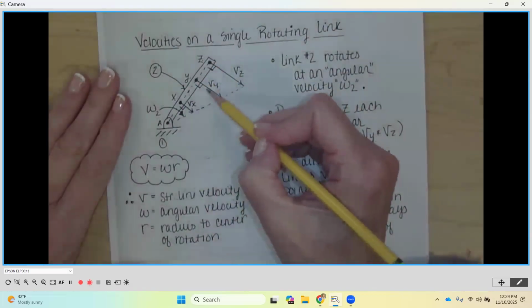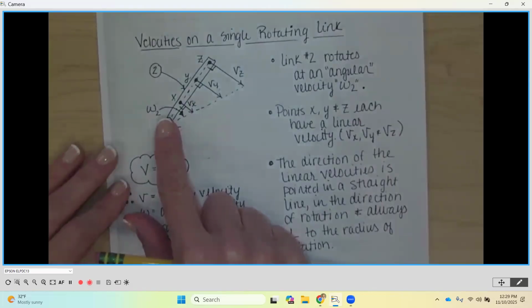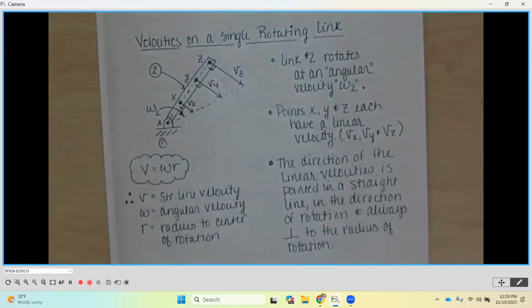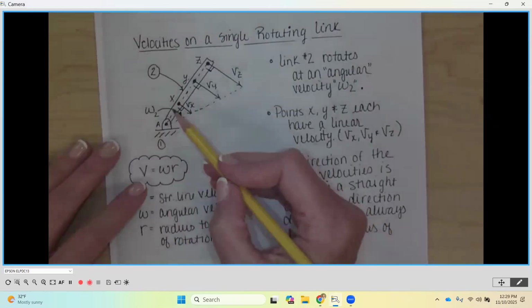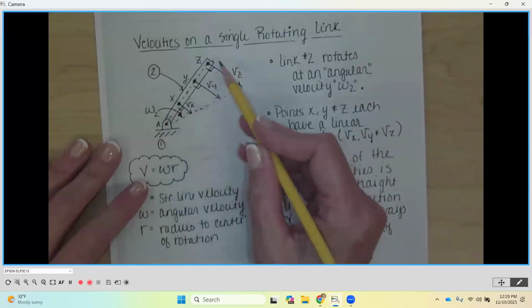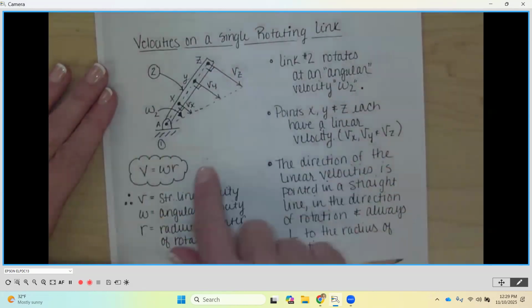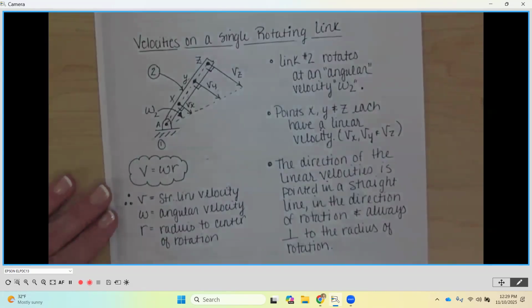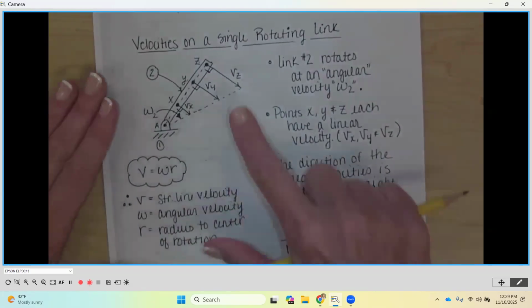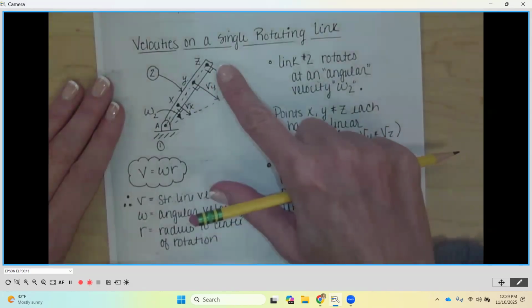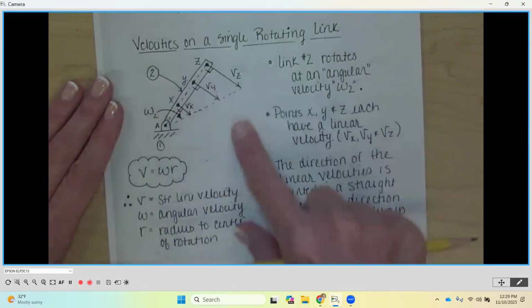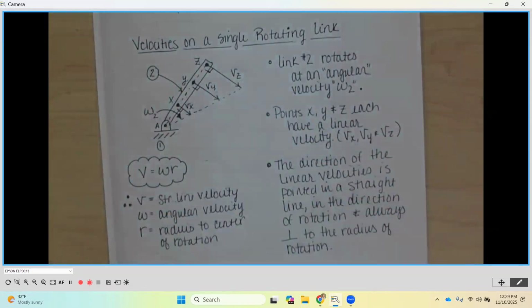Now, every point on this link has an angular velocity of the same number. So point X has angular velocity of whatever W2 is. Point Z, point Y, all have angular velocity the same as whatever the magnitude of W2 is. So if I say this entire link is rotating at 100 RPM, that means it's going around 100 times per minute, 100 revolutions per minute. And each one of these points is doing the very same thing. Point Z out here, point X here, everything on that link is going at that same angular velocity. So the angular velocity remains the same for the entire link.